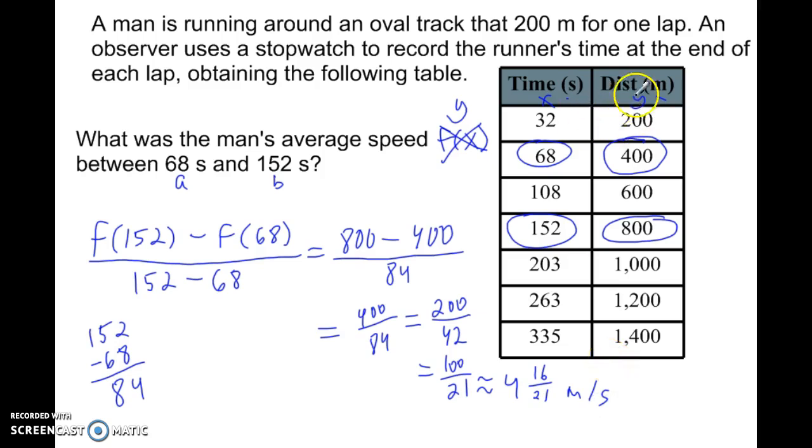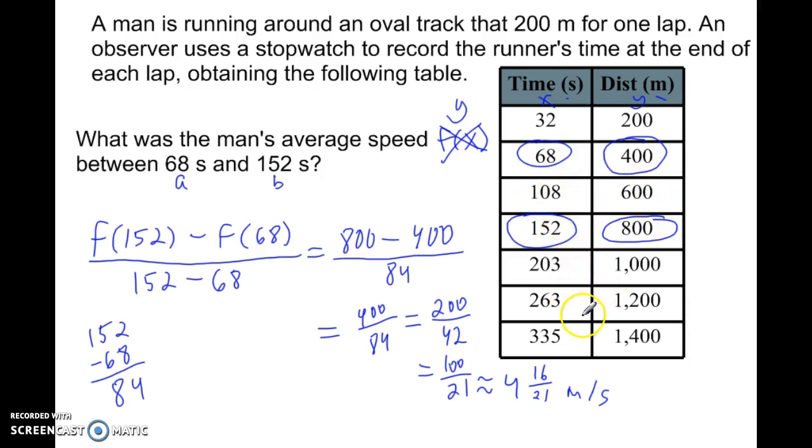Because it looks like he was going at different speeds, right? When he starts out, in 32 seconds he went 200. But the next 32 seconds, that would be 64. Yeah, he got a little slower as he's going. I think that trend continues as he keeps going.